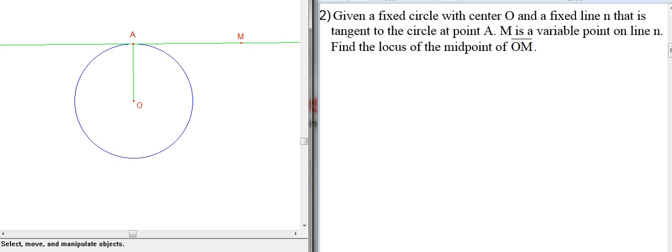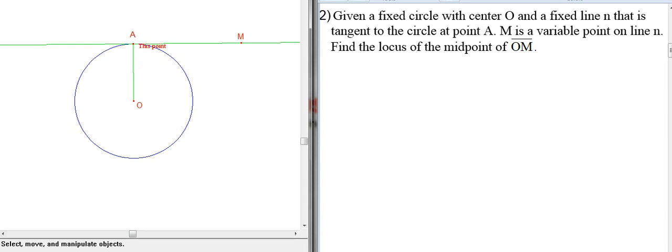We have this line over here. This line is called line N. And what do we have on it? We have point A, where N is tangent to the circle. This line N is a fixed line, so the line is fixed and the point A is fixed.